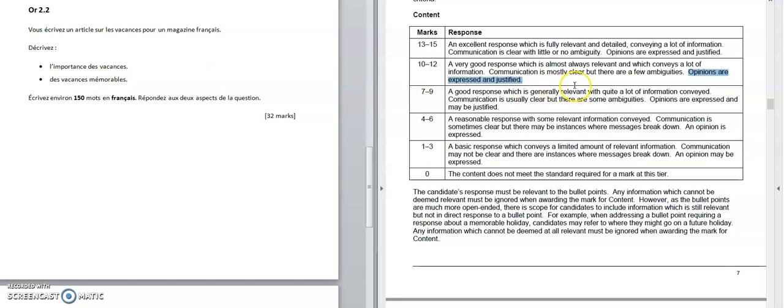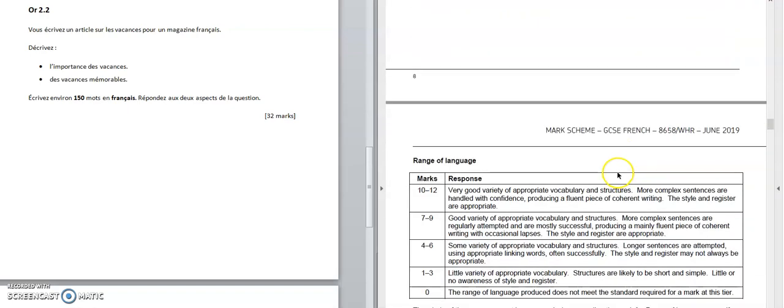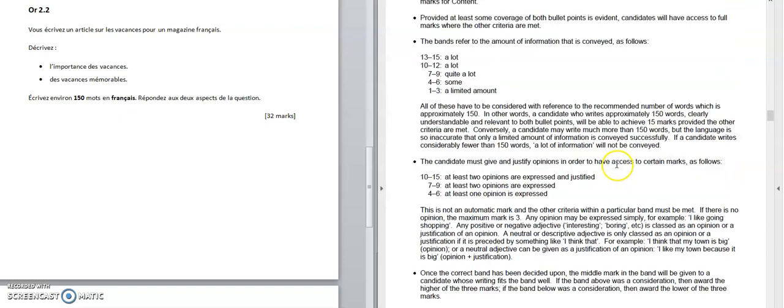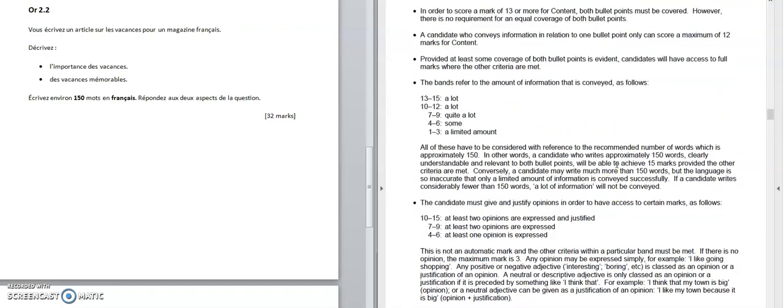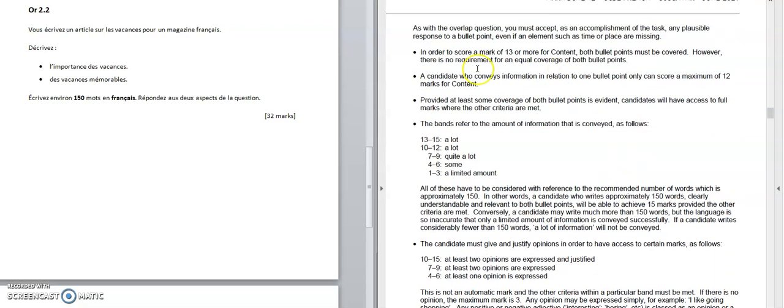Okay, so opinions and justifications, that's the first thing to notice. And then if we go down in the mark scheme, just to mention then, if you don't cover both bullet points, then what that means is you can't get the top band.